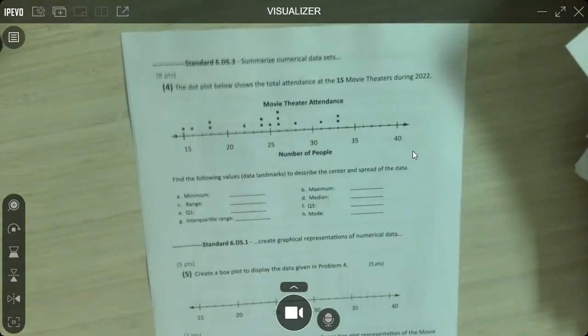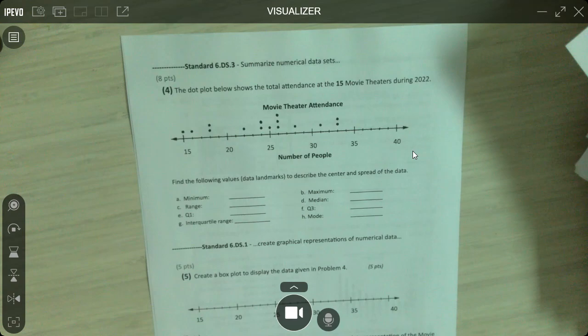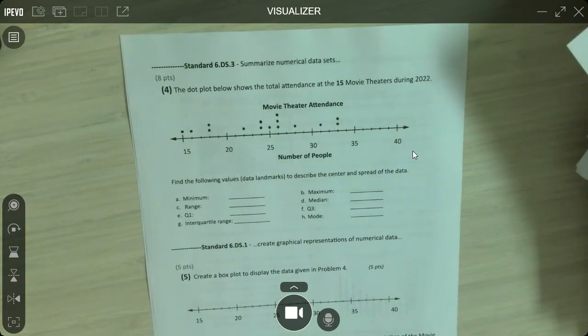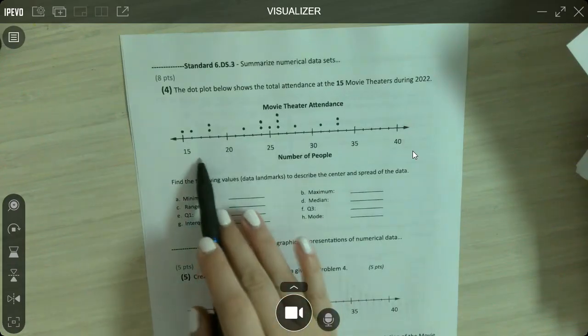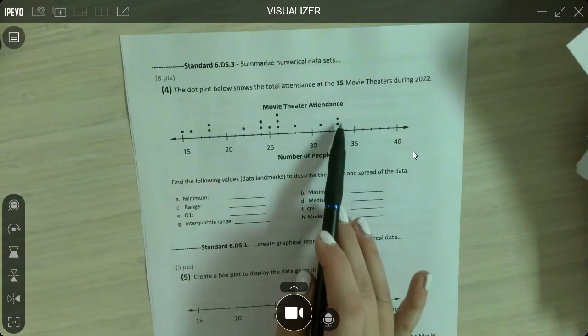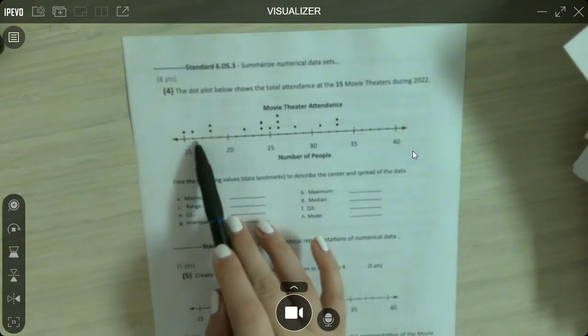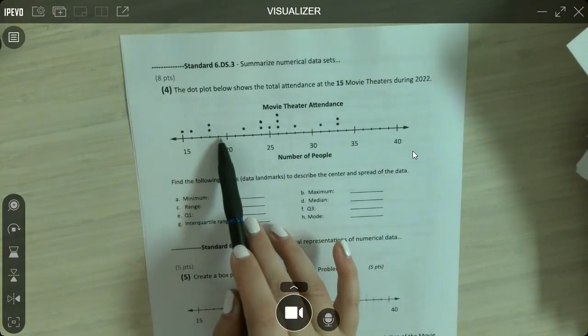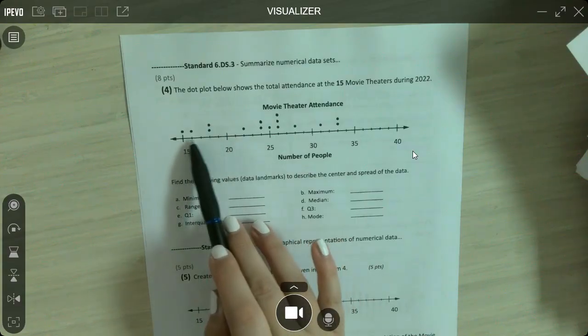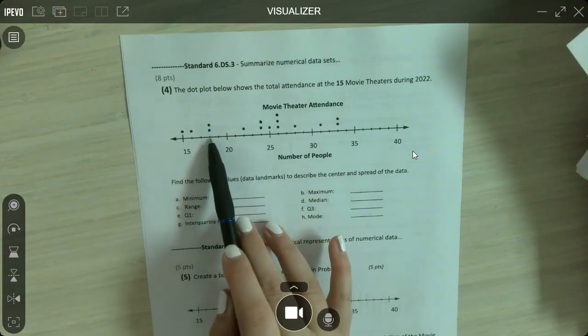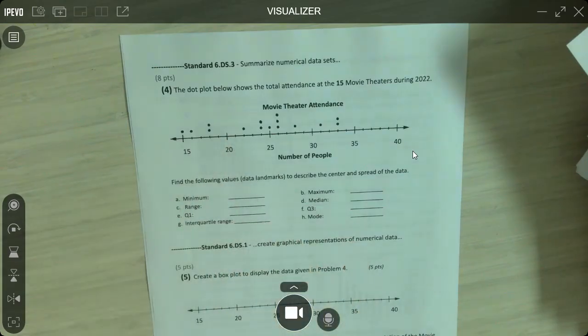Okay. Then on number 4, it already gave you the dot plot. So it says the dot plot below shows the total attendance at 15 movie theaters during 2022. Okay, so it gave you the dot plot, it gave you the dots. Okay, remember each of these lines is worth 1. So 15, 16, 17, 18, 19, 20.